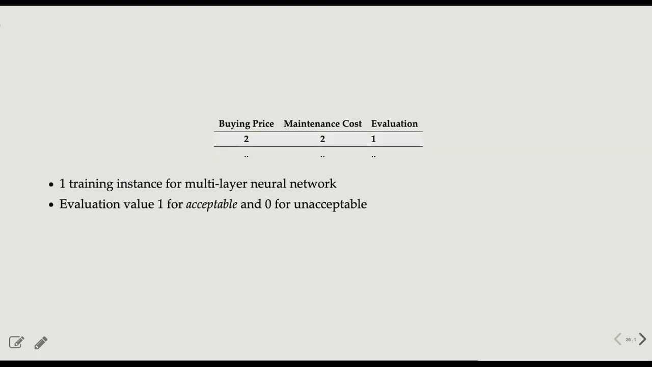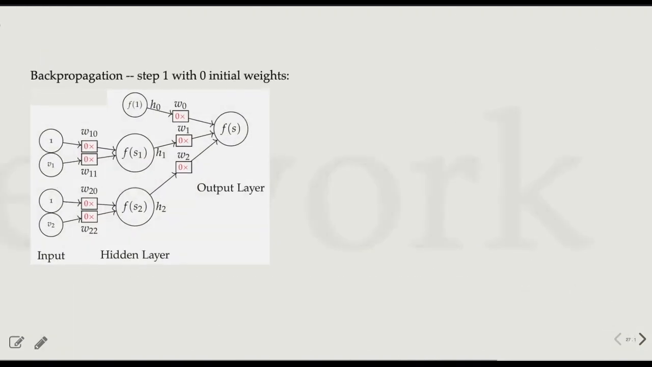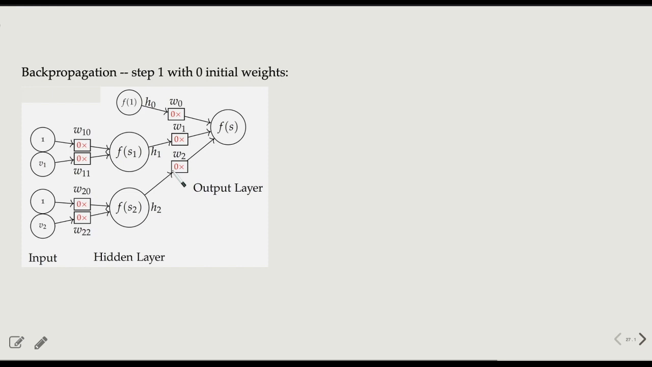Let's look at a particular example to see how these weights are actually computed and adjusted. Suppose this is one data instance from our training data, with buying price 2 and maintenance cost 2, and the evaluation is 1, which means this is an acceptable car. Let's feed the data into the neural network. Of course, at the beginning we don't know the weights, so we start with some initial weights. We can start with zero values, so all the weights at this point are 0.